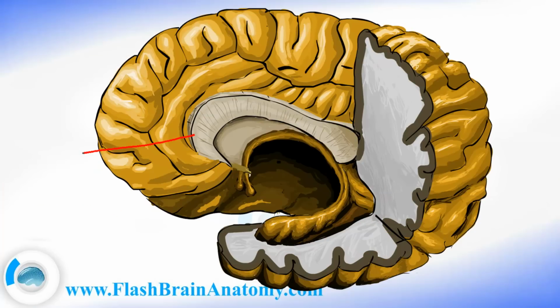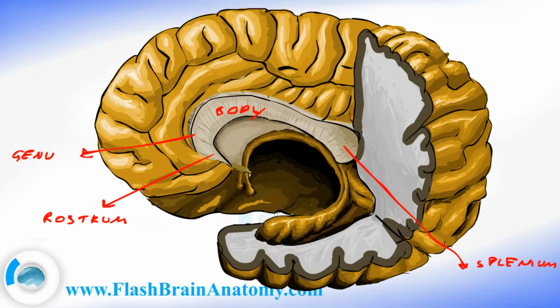This part over here was genu of the corpus callosum, which means the knee. It's the most anterior part. This part over here was the rostrum. This was the body of corpus callosum, and this over here was splenium of corpus callosum.